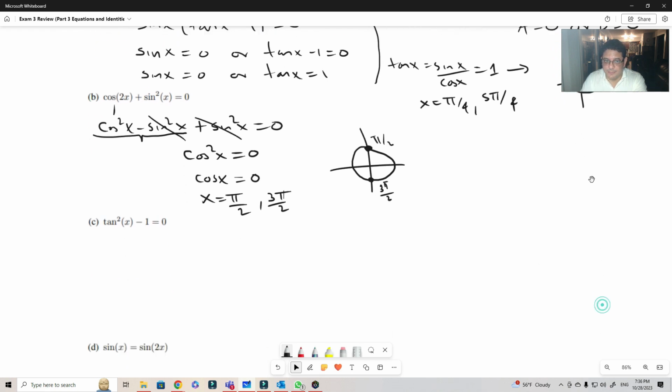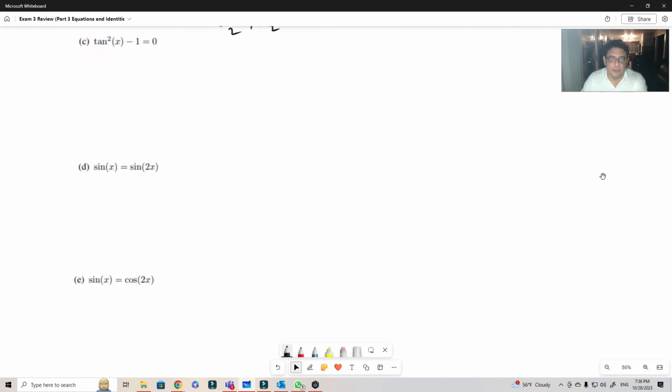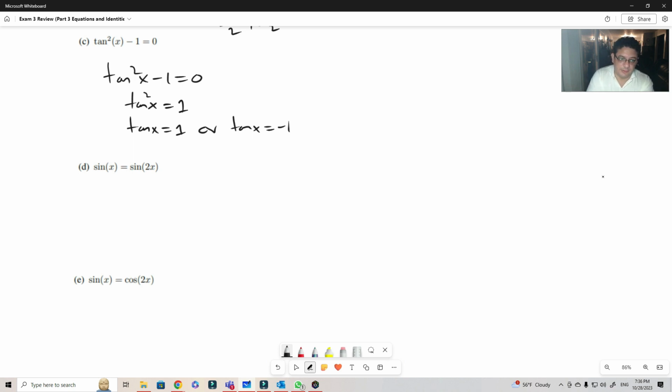Right? Now, that is not going to occur in the next scenario. If we have tangent square of x minus 1 equals 0, this means that tangent square of x is going to be 1. And so this means that tangent of x can be either 1 or also minus 1. We already saw the solutions to tangent of x equals 1 in exercise number 1. That's going to be pi over 4 or 5 pi over 4.